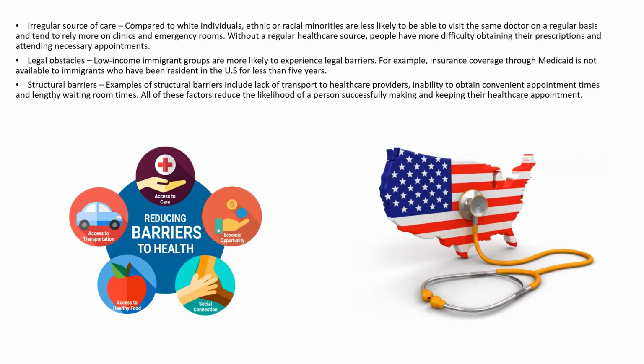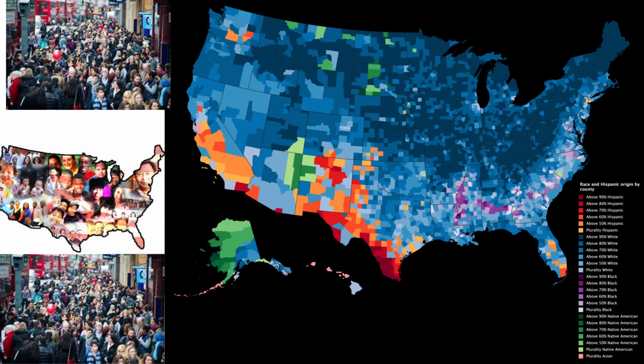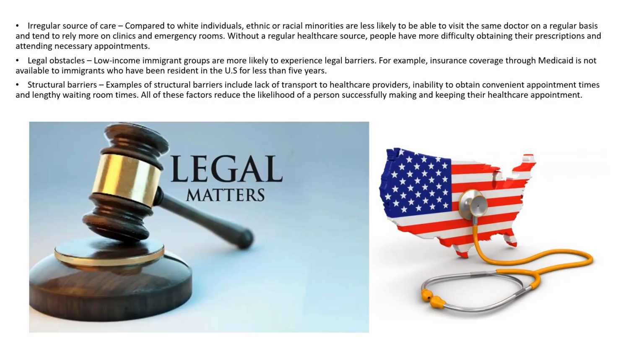Let's look at some more barriers. Irregular source of care. What is this? It is the ability to go to your regular doctor on a regular basis to get your medical care. Compared to white individuals in our society, ethnic or racial minorities are less likely to be able to visit the same doctor on a regular basis and tend to rely more on clinics and emergency rooms for their health care needs. Without a regular health care source, people have more difficulty obtaining prescriptions they may need and attending necessary appointments.